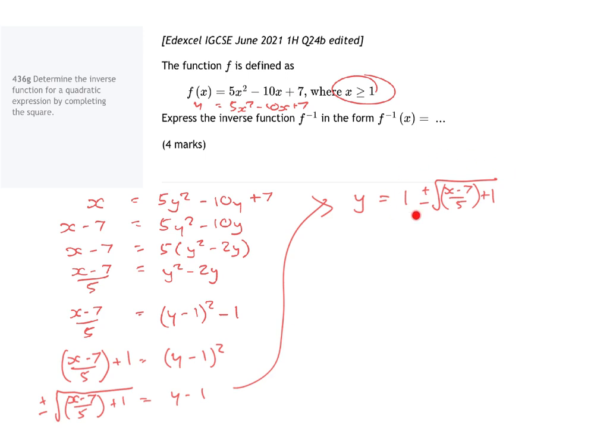So the value of this needs to be greater than or equal to 1. If I take away my root, whatever the value of my root is, my answer is going to be less than 1. I can't have that. I need a value of 1 or greater. So my solution, and I write this now in function notation, f to the minus 1 of x is just 1 plus the root of x minus 7 over 5 plus 1. That would get you the 4 marks in the question.